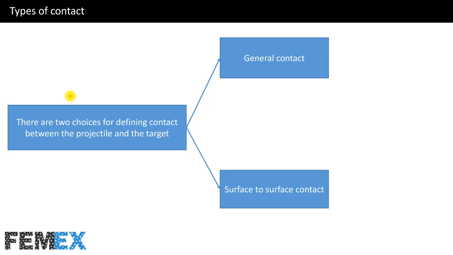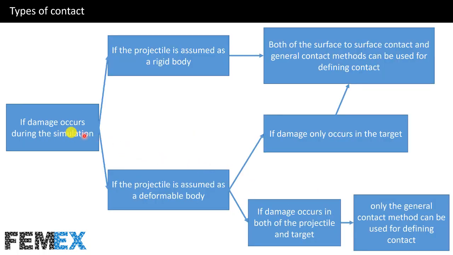There are two choices for defining contact between the projectile and the target. You can use the general contact algorithm or the surface-to-surface contact algorithm. If damage occurs during the simulation and if the projectile is assumed as a rigid body, both the surface-to-surface contact and general contact methods can be used for defining contact.